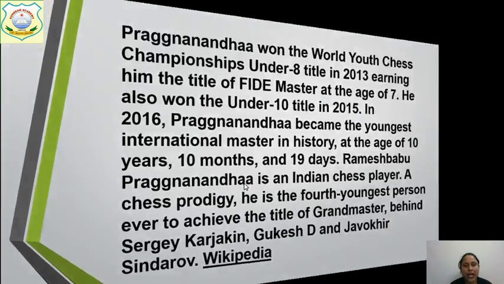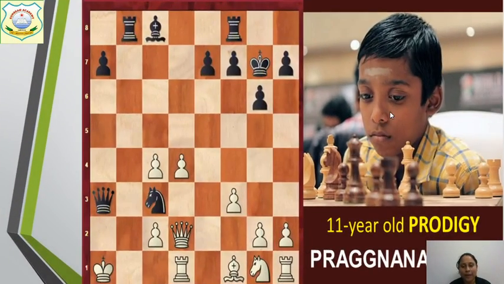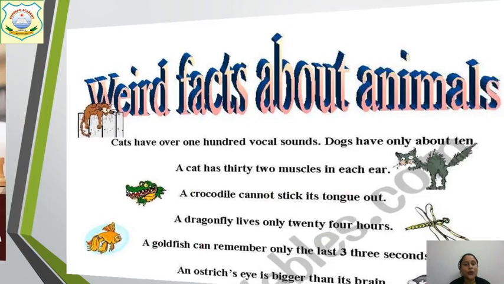Okay, so now I'm going to show the picture of this boy Pragnanand. He is an 11-year-old prodigy. That means Pragnanand has earned various titles. He has earned a lot of name and fame in the sport of chess. So he's a great player of chess and he has earned various titles to his name. And children, do you know the game of chess is one of the oldest games and it was invented in India.